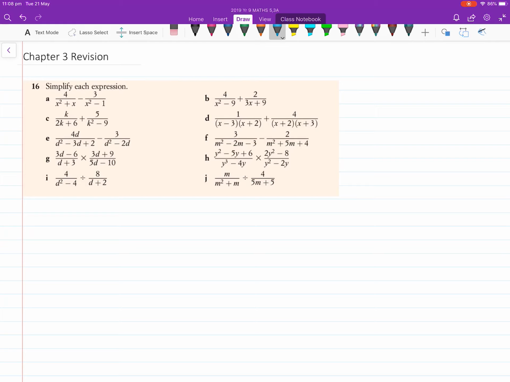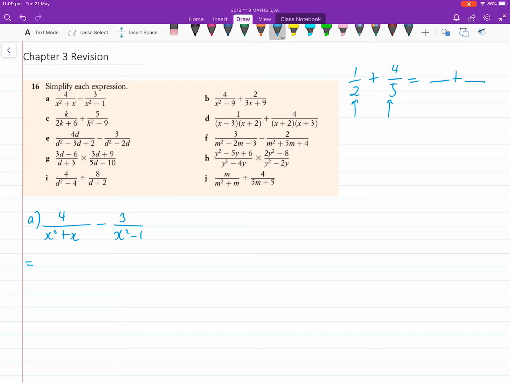So why don't we do A first, where you've got 4 over x squared plus x minus 3 over x squared minus 1. Now the important thing for you to remember is when we add or subtract fractions, they've got to have the same denominator. It's like, let's say you have a half plus 4/5. What do we have to do? Well, we can't add a denominator of 2 and a denominator of 5.